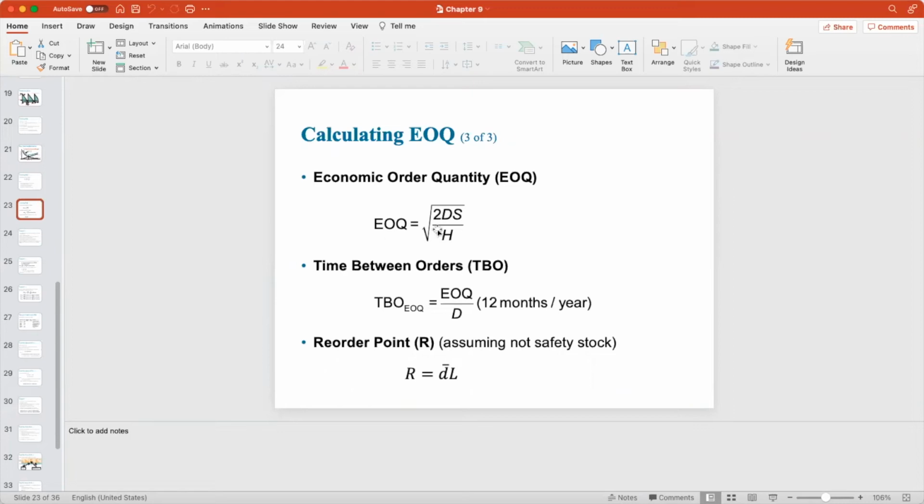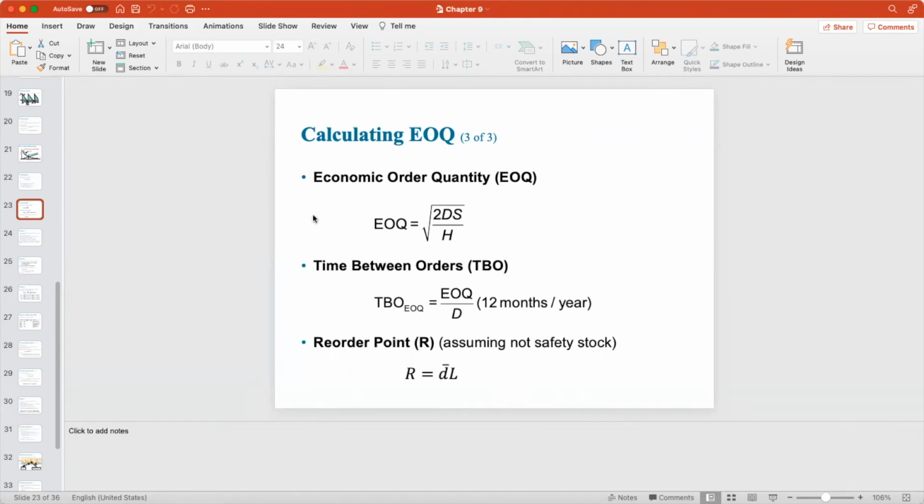All right, now let's try to interpret the equation shown here. D represents annual market demand. Don't forget that, it's annual market demand. S represents the setup cost, and H represents the holding cost. So as long as you know the value of these three terms, you can simply plug into the equation to get the corresponding optimal order quantity level. We call it EOQ. That's it.